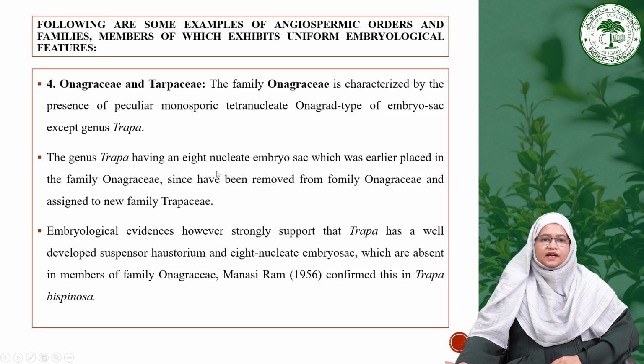Then the genus Trapa, having an 8-nucleate embryo sac, was earlier placed in the family Onagraceae and since then has been removed from Onagraceae and now assigned to a new family, that is Trapaceae. Then embryological evidence, however, strongly supports that Trapa has a well developed suspensor haustorium and 8-nucleate embryo sac, which was absent in the family Onagraceae. That's why Maheshwari confirmed this as Trapa bispinosa.